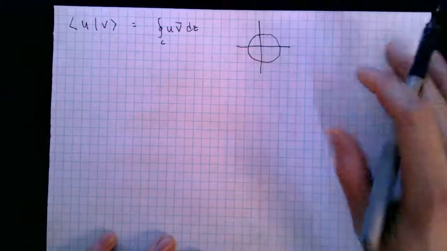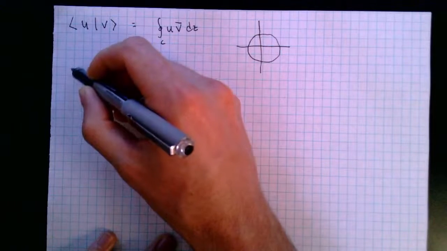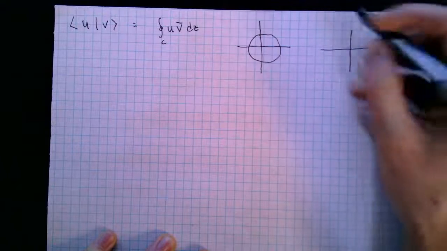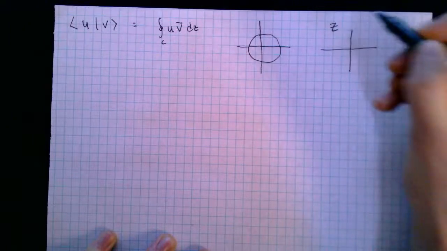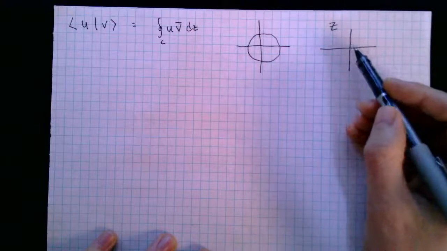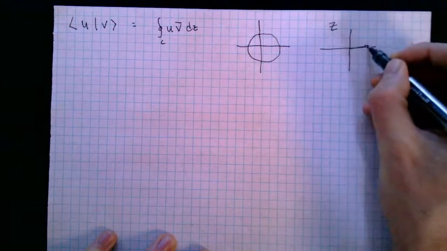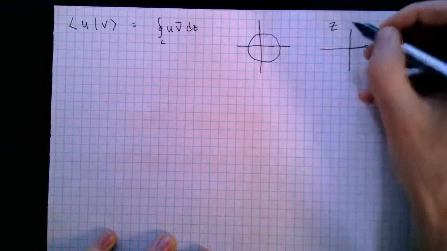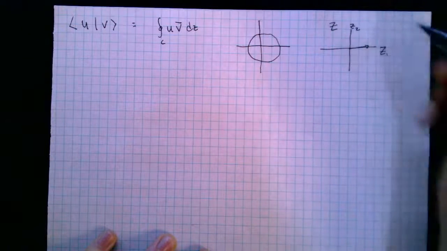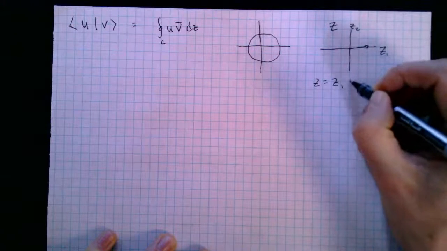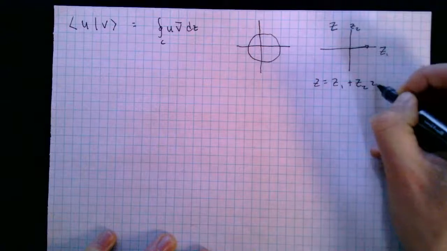So let's do it. We're going to draw our domain here, and this is going to be the z-plane, right? You can have z1 as your real axis and then z2 here. I hope that sort of helps. So then z is equal to z1 plus z2 i, right?